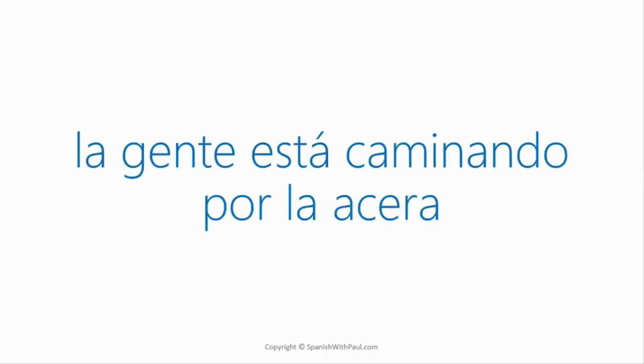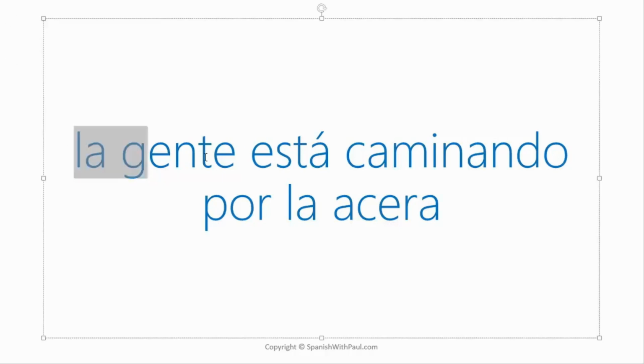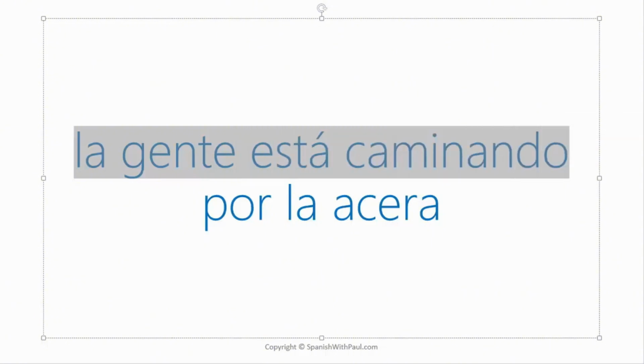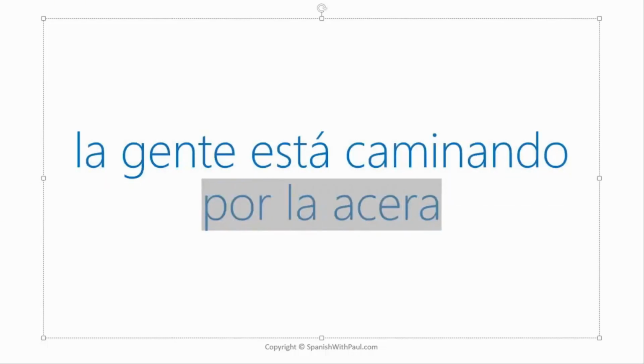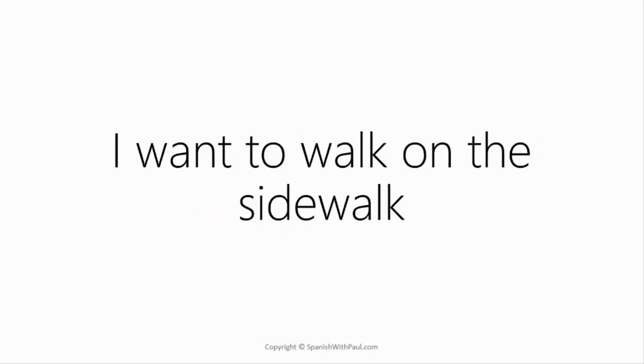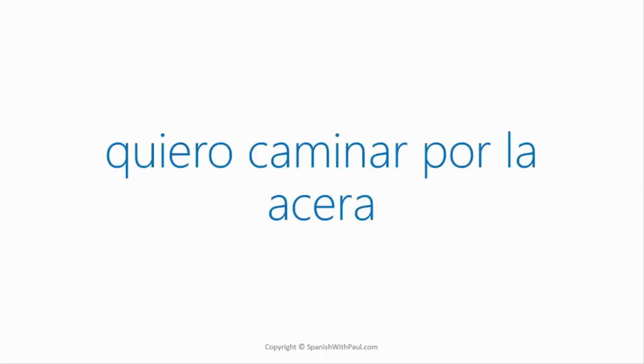La gente está caminando por la acera. Let's break it down. So we have the people, la gente. And then we use está, is walking, because la gente is singular. La gente está caminando. The people are walking on the sidewalk, por la acera. Try to say, I want to walk on the sidewalk. Quiero caminar por la acera.